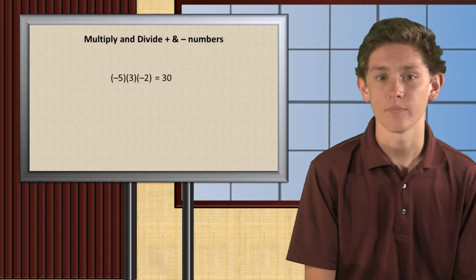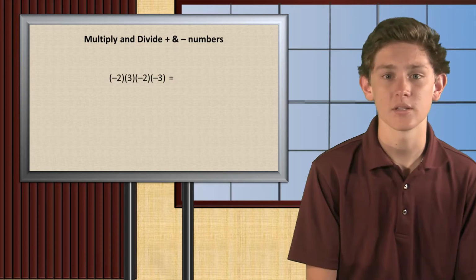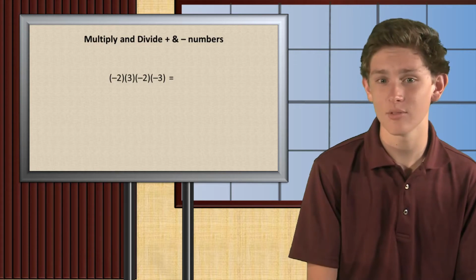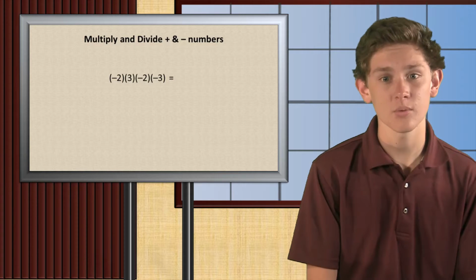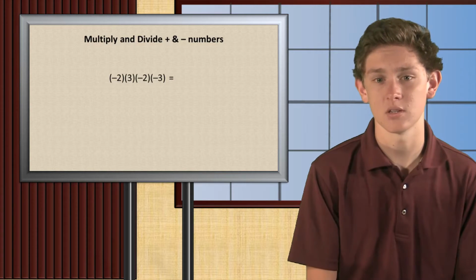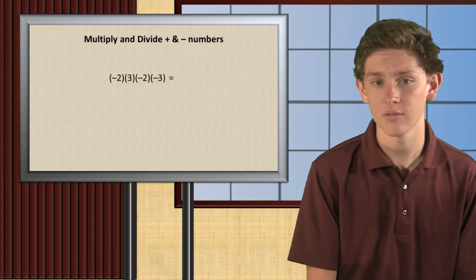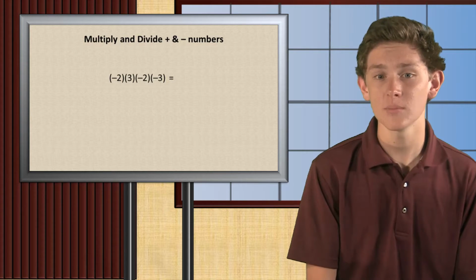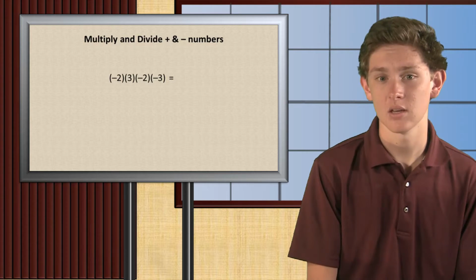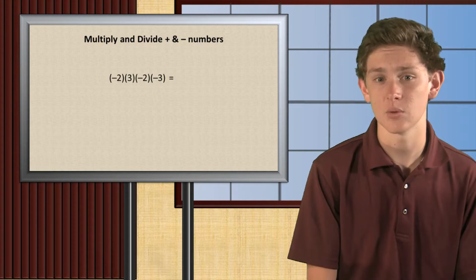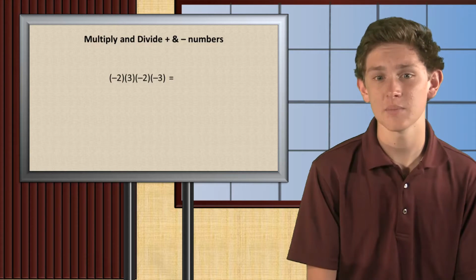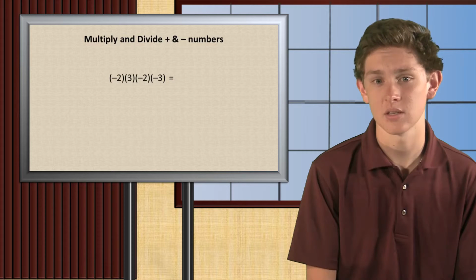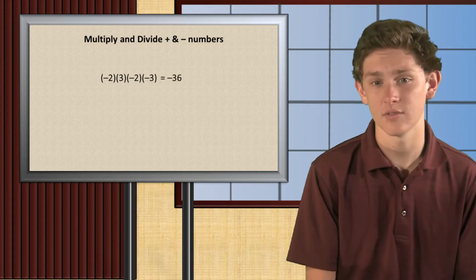Here's the next problem. -2 times 3 times -2 times -3. Because there are 3 negative signs in the multiplication, the answer is going to be negative. And because 2 times 3 equals 6, and also the other 2 times 3 equals 6, 6 times 6 equals 36. So the answer is going to be -36.